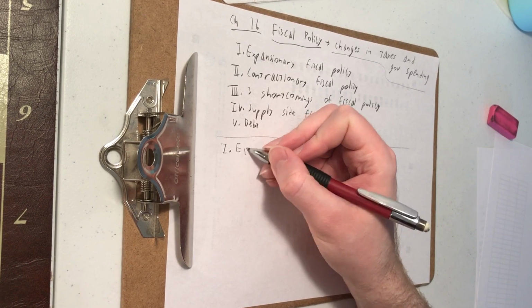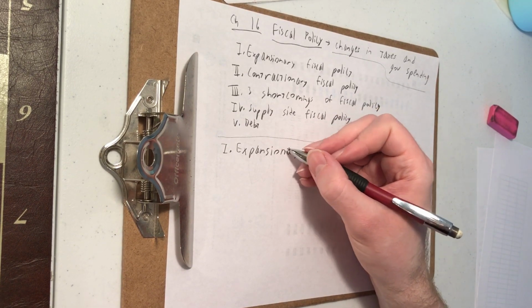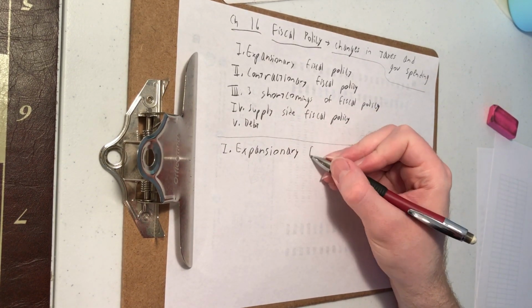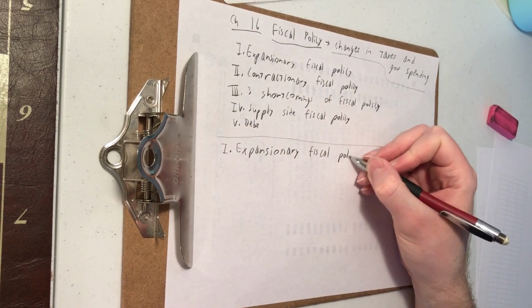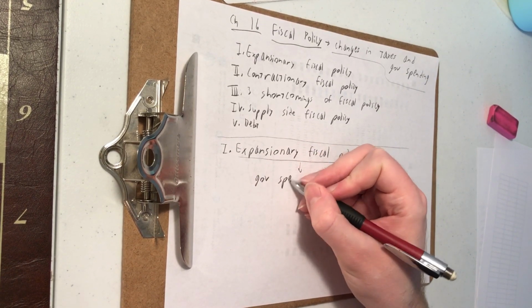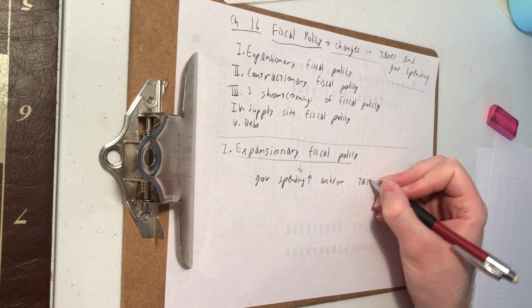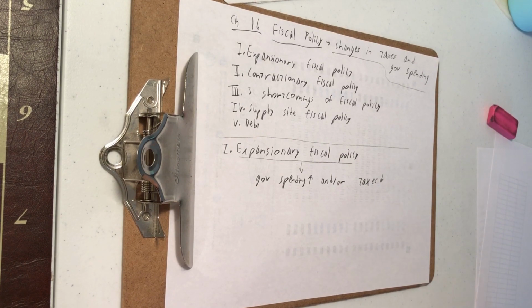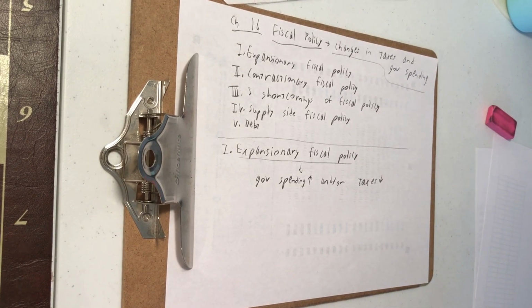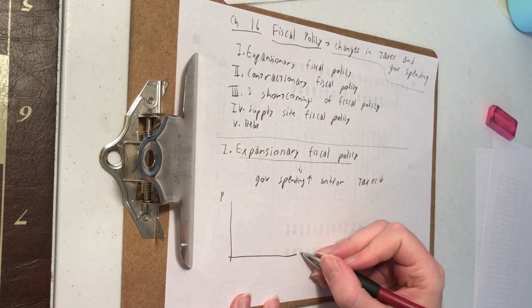So let's start with expansionary fiscal policy. Expansionary fiscal policy means the government spending is going to rise and/or taxes go down. Either one of those is going to have the same effect on our ASAD model. So we draw our diagram. Here we have price and real GDP.